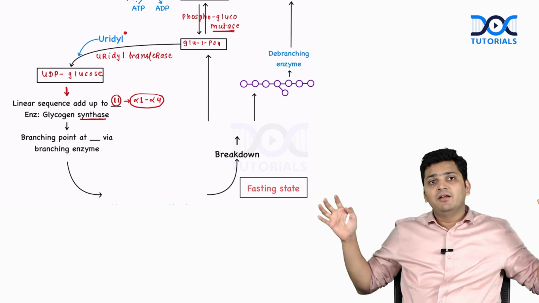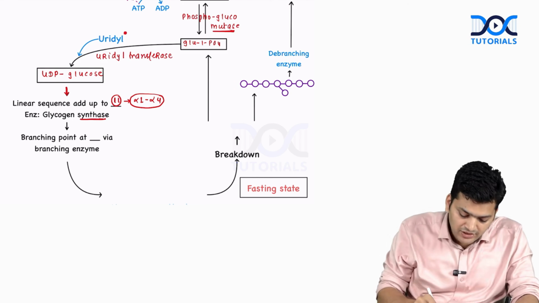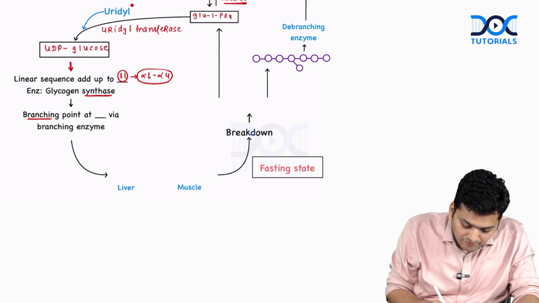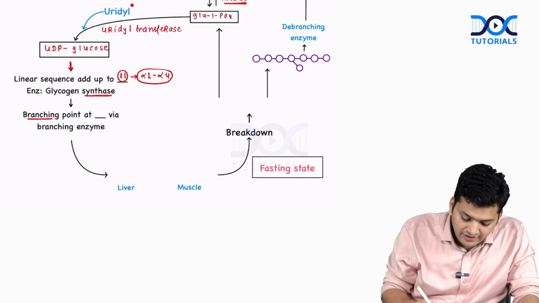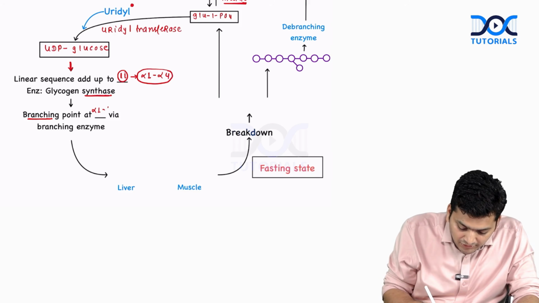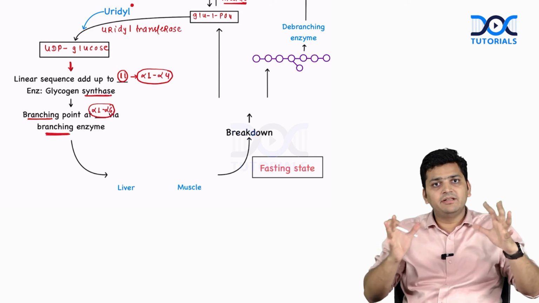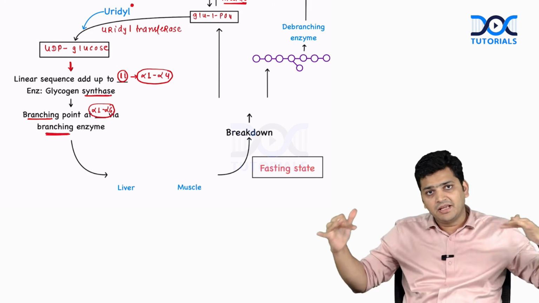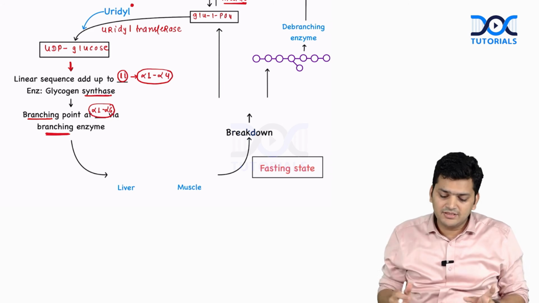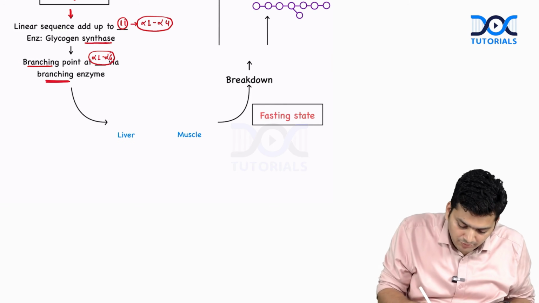Once we have a long chain, now we are going to make the branching point. At the branching point, the direction of the bond will be alpha 1, alpha 6 via the branching enzyme. And this is how we make the linear sequence, then the branches, then again the linear sequence, then the branches, and this is how we are going to make the glycogen.